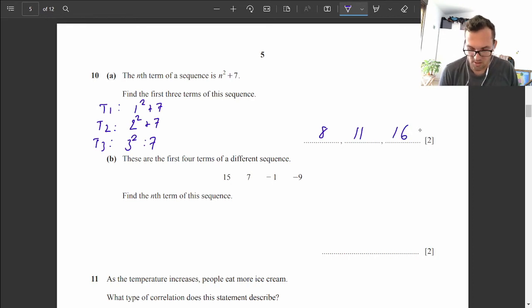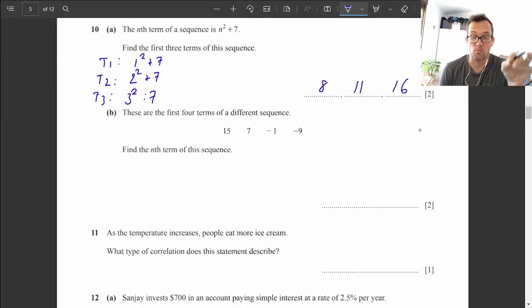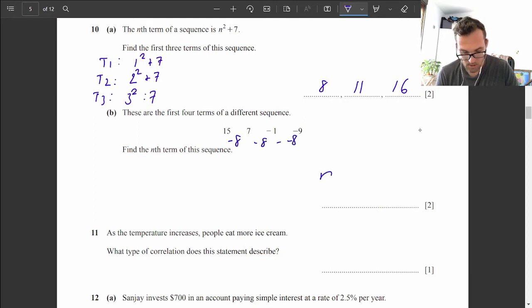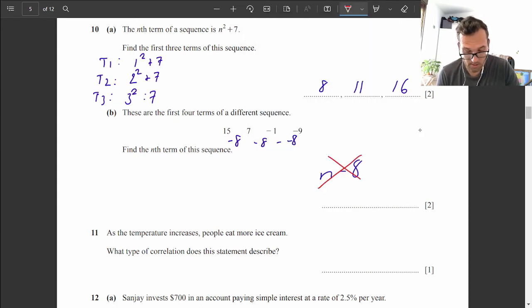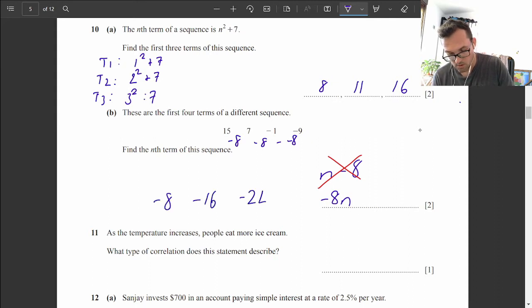Next one, find the nth term. First, we look at the term-to-term rule. In this case, we are subtracting 8 each time. That means it's n minus 8, right? No, it's not n minus 8. Lots of students still write that every single time. It will be minus 8n, because what we have here is the minus 8 times table, which goes like this, minus 8, minus 16, minus 24. Instead of that, though, we got 15, 7, minus 1.